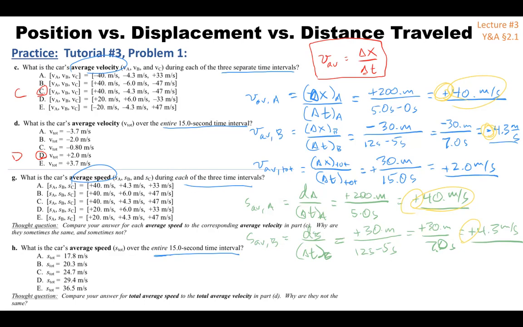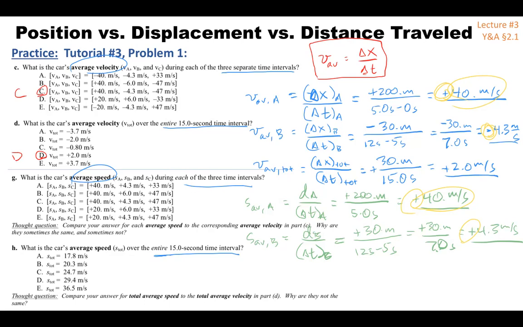Okay? So their absolute values are the same because the car doesn't reverse direction, right? So all of our distances traveled are just the absolute values of all of our displacements. Therefore, all of our speeds are just the absolute values of all of our average velocities, because the car doesn't switch direction during any one of the time intervals, only at the breakpoints between the time intervals.